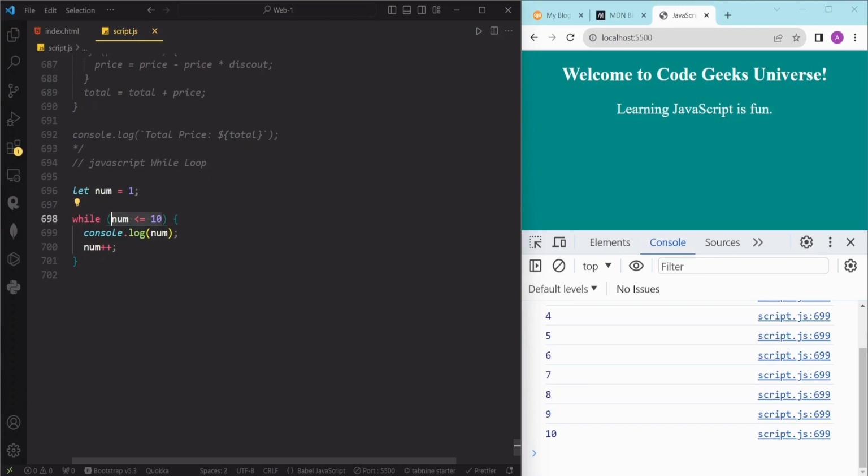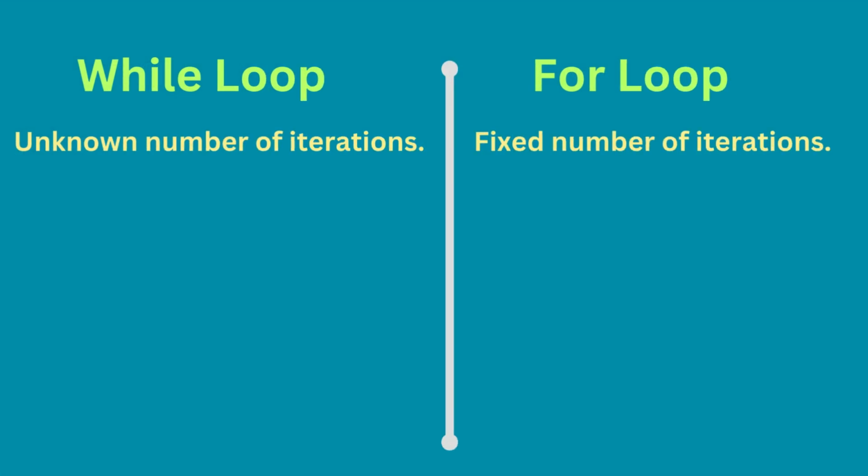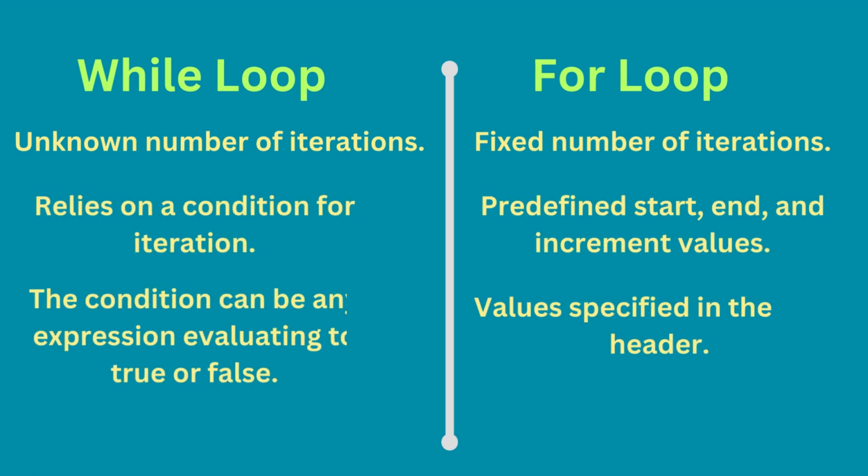Now you might be wondering, how is the while loop different from the for loop, which we learned in a previous video? Well, the main difference is that the for loop has a fixed number of iterations, whereas the while loop has an unknown number of iterations. The for loop has a predefined start and increment value, which are specified in the loop header. On the other hand, the while loop only has a condition, which can be any expression that evaluates to true or false.